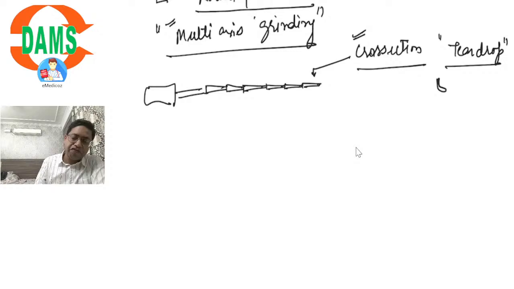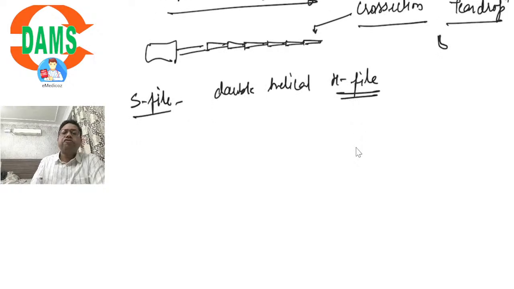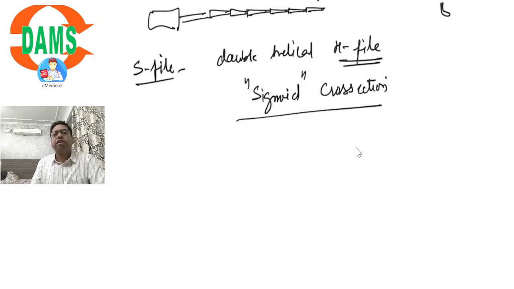A modification of H file is S file, which is sometimes a double helical H file. An H file with more helix is called S file. Okay, it has a sigmoid cross section, S shape in cross section.